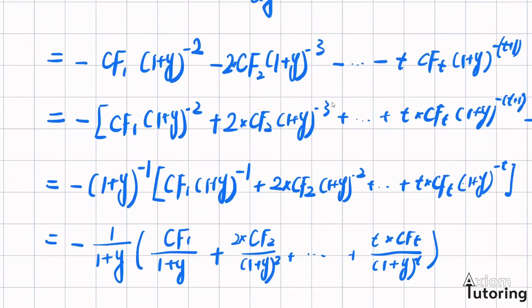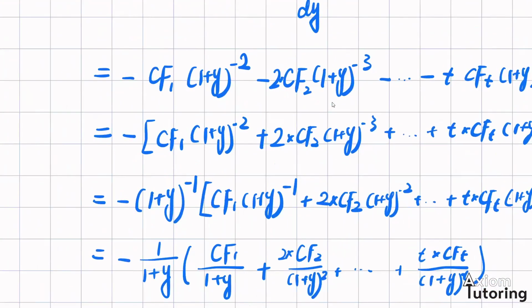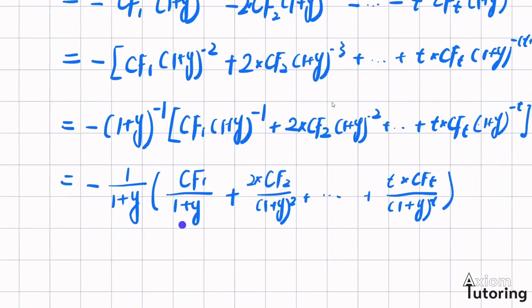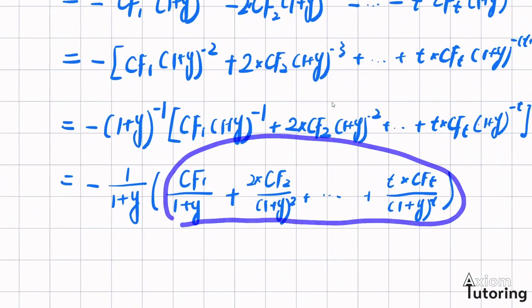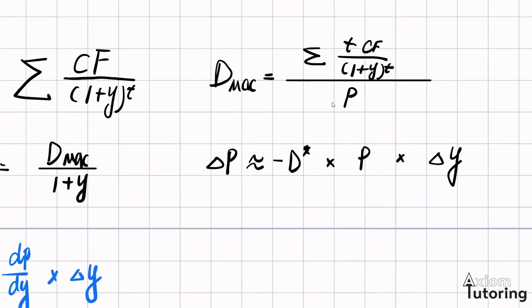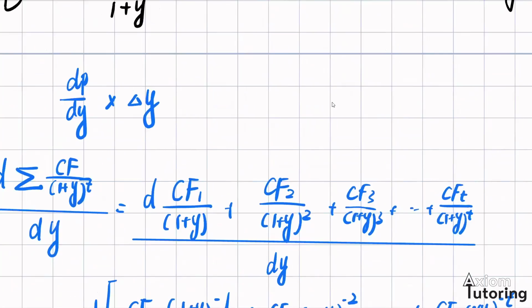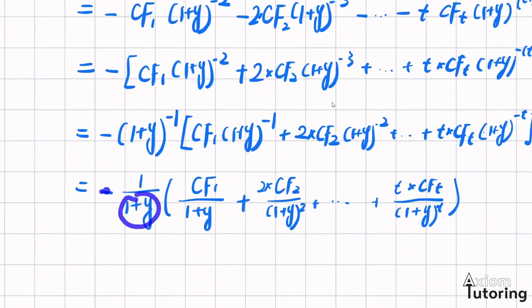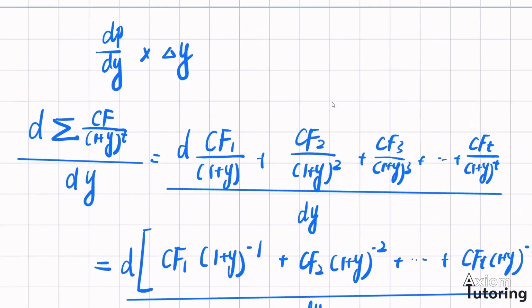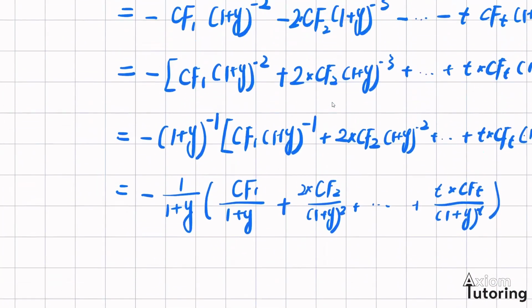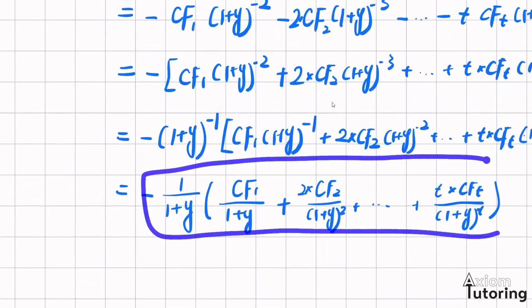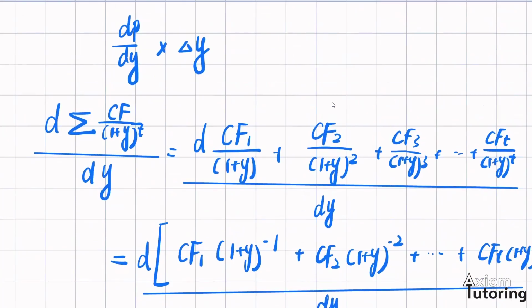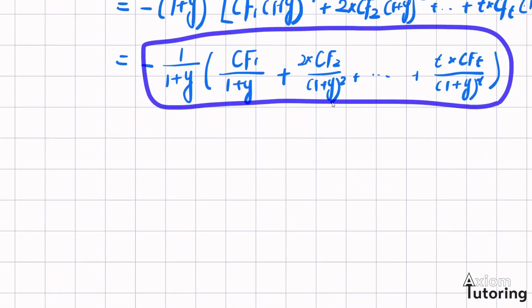Right, now we almost have it, because this thing really looks like our Macaulay duration. So our Macaulay duration is this. We're only missing the P here, and we're having this 1 over 1 plus y, and the negative sign before this. So we can multiply this by delta y to get the approximate change. This is only the derivative. We still need to multiply this by delta y.